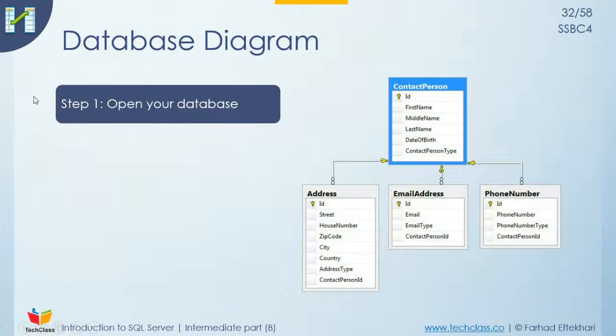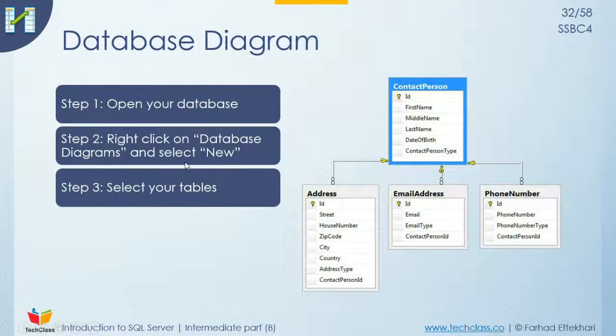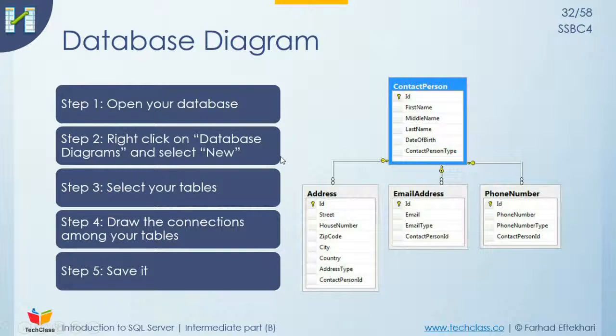First, you need to open your database and then find this database diagram and then select new on your database, and then select your tables and draw the connections among your tables by selecting those primary keys and then connect them to the foreign keys of your other table, and then save your database diagram.